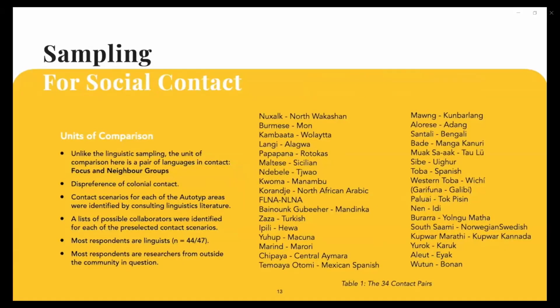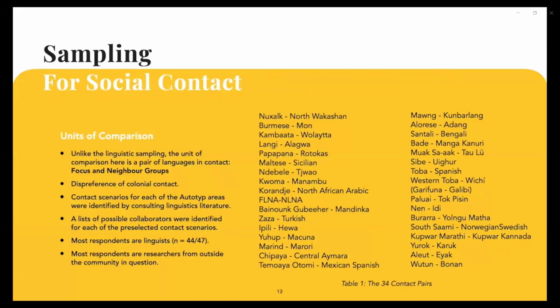So the sampling, guys talked about that, the use of the autotyp areas and whatnot. But for the sociolinguistic data, unlike the linguistic sampling, which has a triad of languages, we have just pairs of languages. So that is, we've got what's called the focus group and the neighbor group language, and this pair of languages forms the sampling unit. Unlike those other databases which you had a look at, where the sampling unit is one society or one language, we have the pairs.